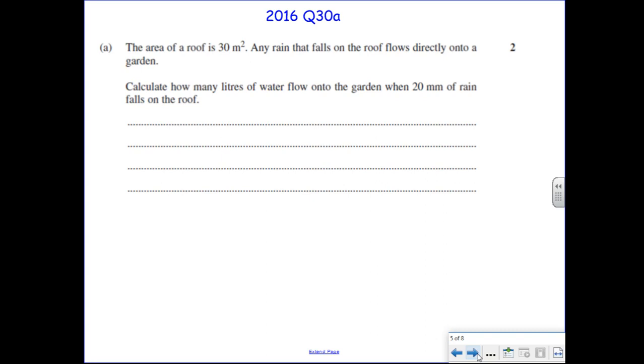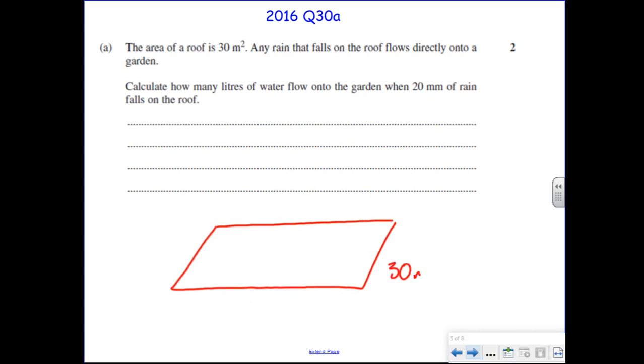So we want to calculate how many litres of water flow into the garden when 20 millimeters of rain falls on the roof. A way that you can visualize this, I'll just do this really quickly before we go into the actual answer, is say here's our roof. We know what the area is, it's 30 meters squared. And say it started raining, so there's a layer of water on top of it. And the height of that layer of water, as it says in the question, that's a shocking diagram, but whatever, is 20 millimeters.